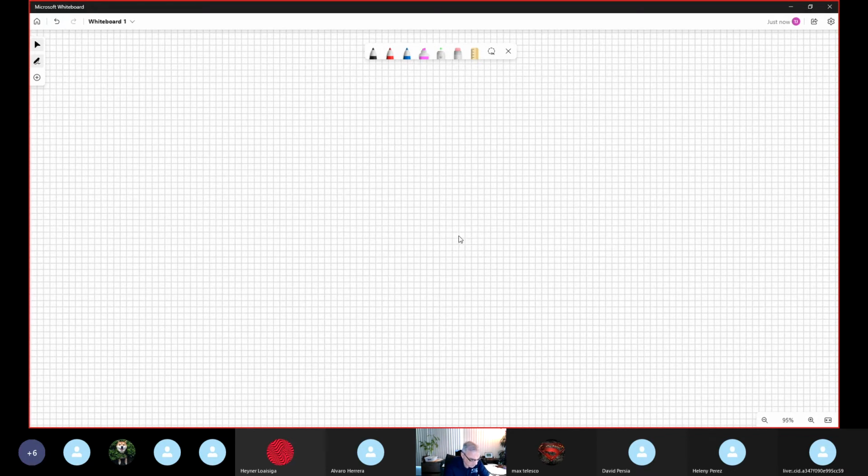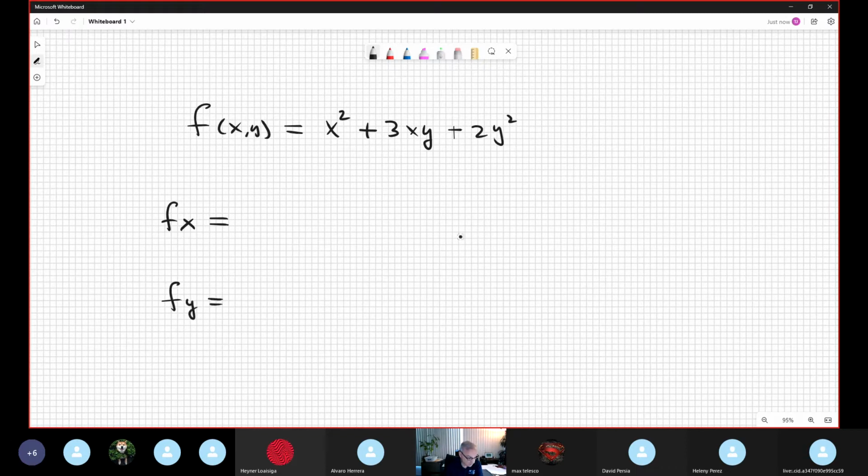It's just Cal 1. Suppose this example. F of x comma y equals x squared plus 3xy plus 2y squared. I want to compute everything. Differentiate with respect to x first, differentiate with respect to y second, differentiate xx 2 times, differentiate yy, differentiate xy, and differentiate yx. This is the order in which you differentiate.